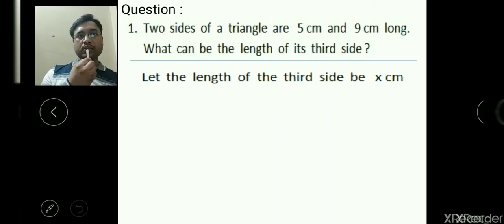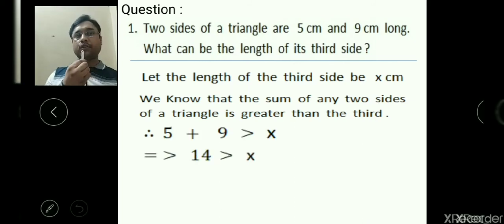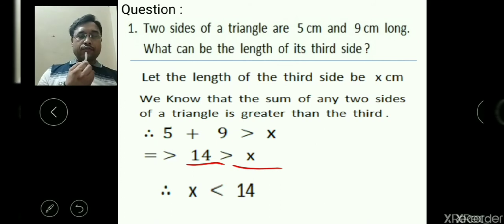Let the length of the third side be x centimeter. As we know, the sum of any two sides of a triangle is greater than the third side, which the triangle inequality property tells us. Therefore 5 plus 9 is greater than the third side x, and 5 plus 9 is 14. So 14 is greater than x. If 14 is greater than x, that means x is less than 14.